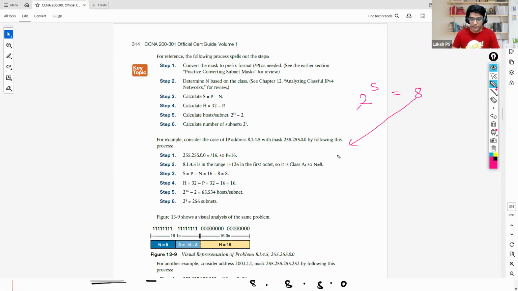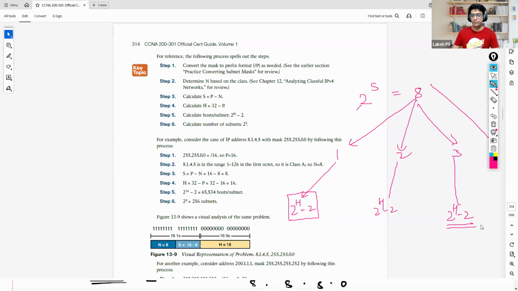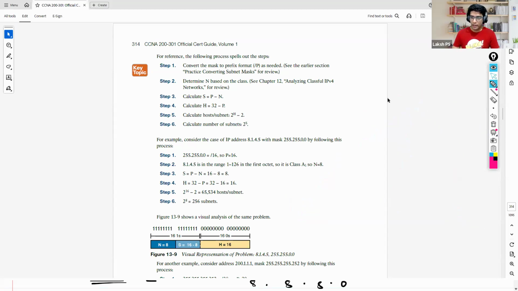Each of these 8 subnets, subnet number 1, subnet number 2, subnet number 3, subnet number 4, etc., will have 2 power h minus 2 hosts. Subnet number 1 will have 2 power h minus 2 hosts, and so on, in each and every subnet. Any questions or doubts understanding this part?